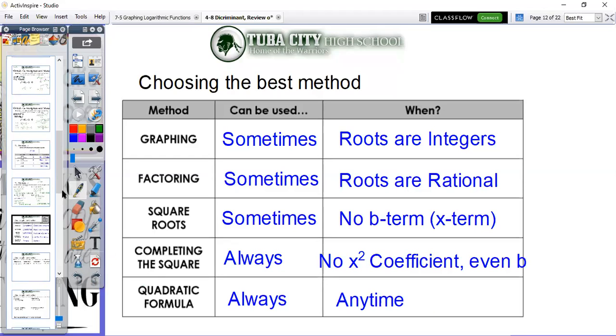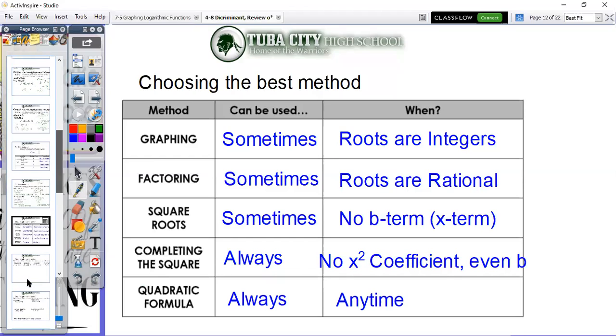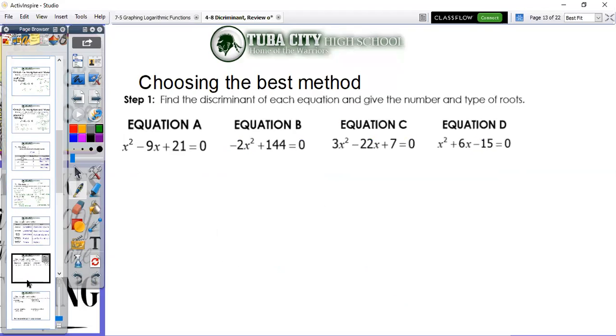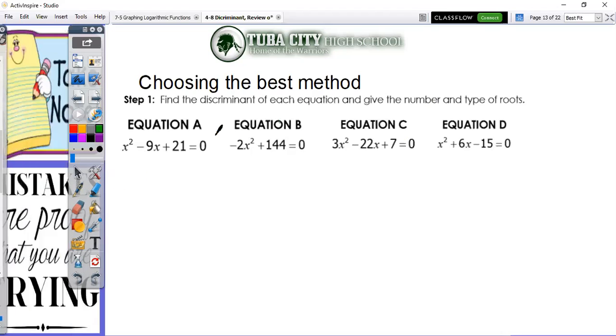Anyway, we only have 2 more slides to go, so we'll wrap this up pretty soon. So here we have 4 different equations. And for now, it says to find the discriminant of each equation and give the number and types of roots. So pretty much the same thing we did earlier.